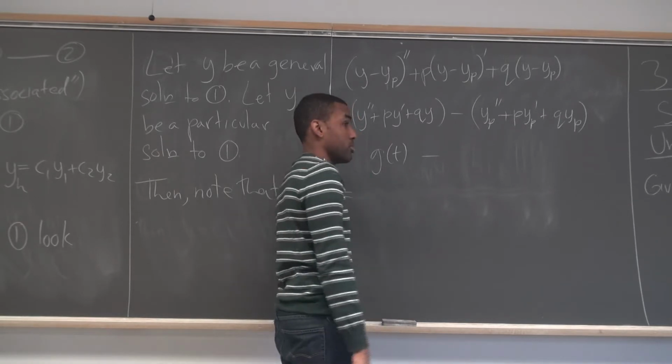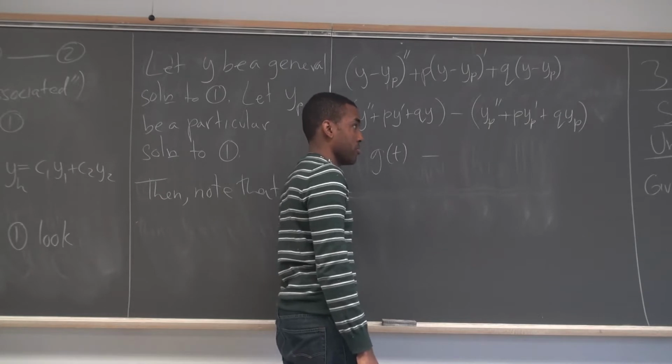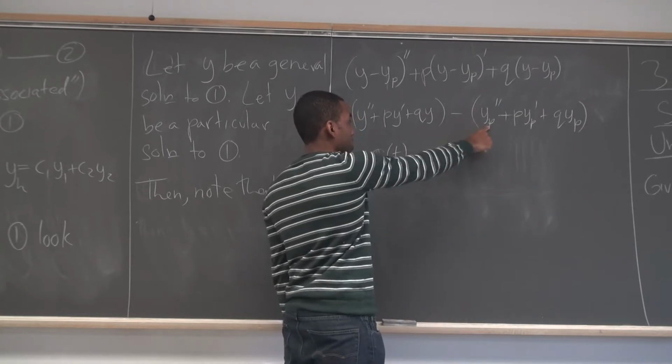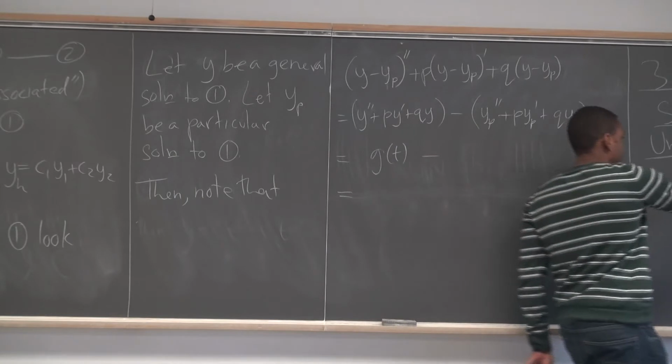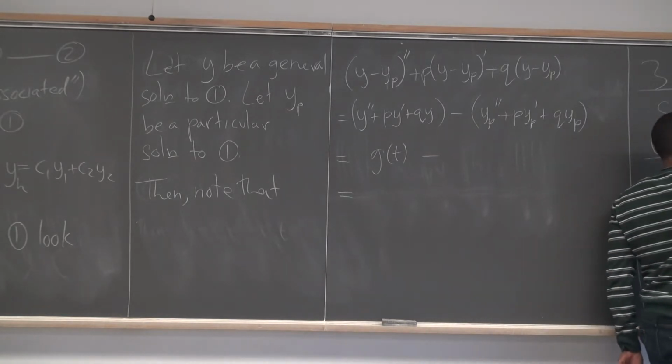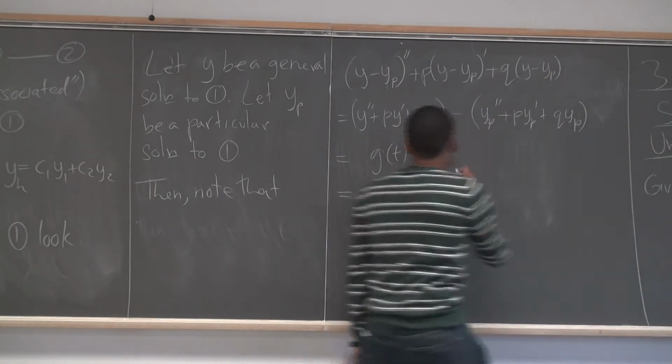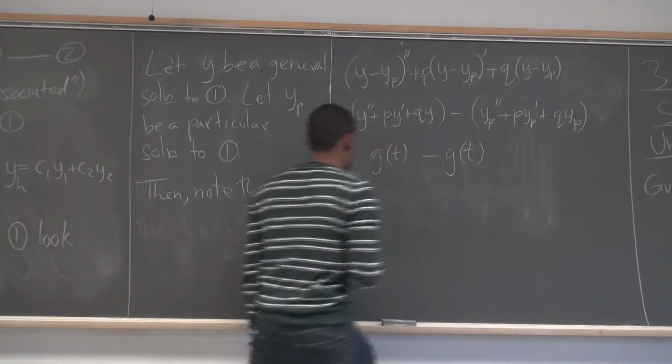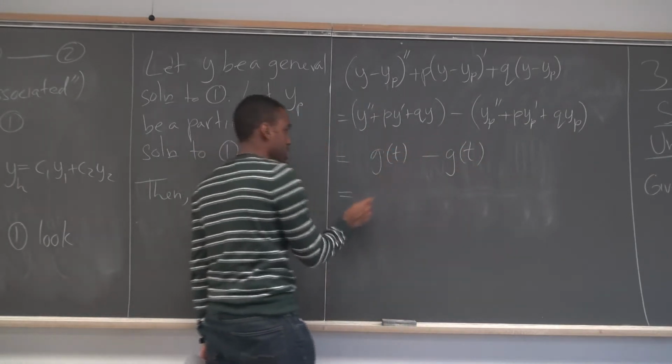It's not a trick question. It's probably what you're thinking. Right? Yp solves this equation. So if I plug in Yp here, Yp here, Yp here, what is the result? G. I'm not trying to trick you, guys. Don't worry. Okay. So G minus G is 0.